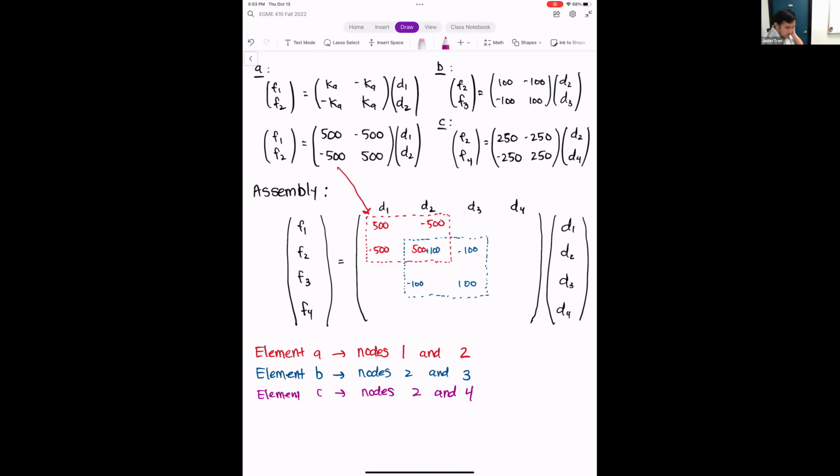And then we come to element C. This one's a little bit more complicated because we don't have nodes that are right next to each other in the system. For everything else that we've done, we were able to section off a 2x2 block contiguously. But for element C, it's nodes 2 and 4, which aren't right next to each other. This means that element C is going to go in the entries in rows 2, 4 and columns 2, 4.